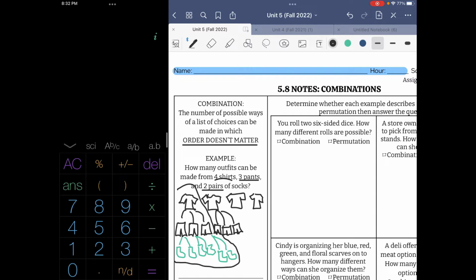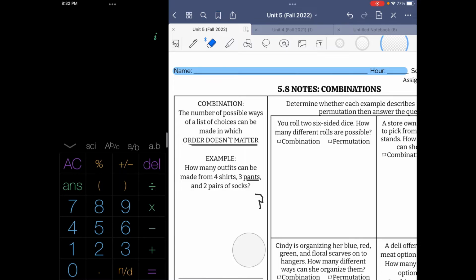So basically, I end up with 1, 2, 3, 4, 5, 6 options. Because if I pick this pair of pants right here, I get these 2 options. If I pick this pair of pants, I could pick either of these. If I pick this pair of pants, I could pick either of these. So that's 6 different possibilities. Well, I have to do that 4 times because there's 4 different shirts. So 6 times 4 gives me 24 possibilities.